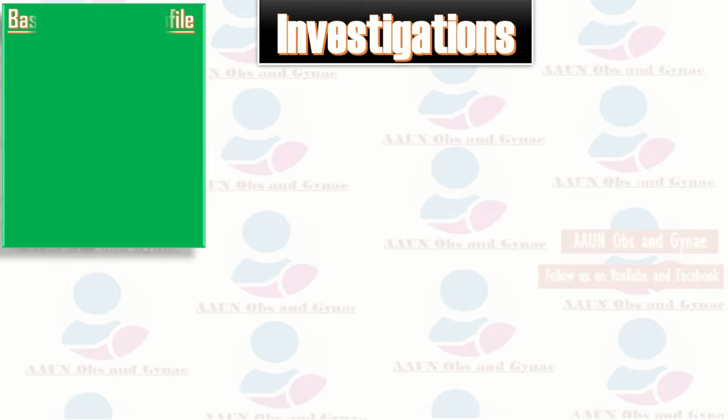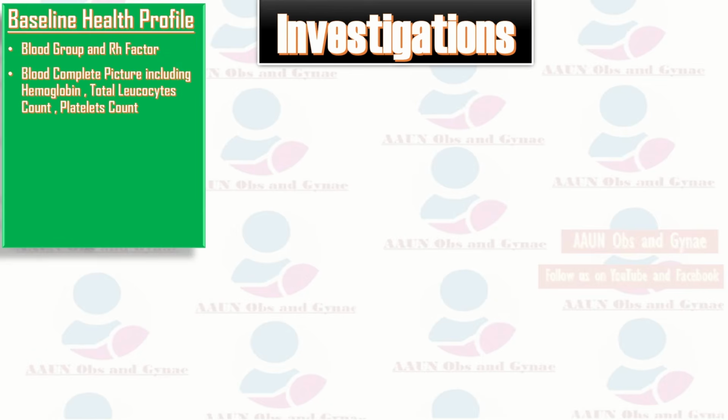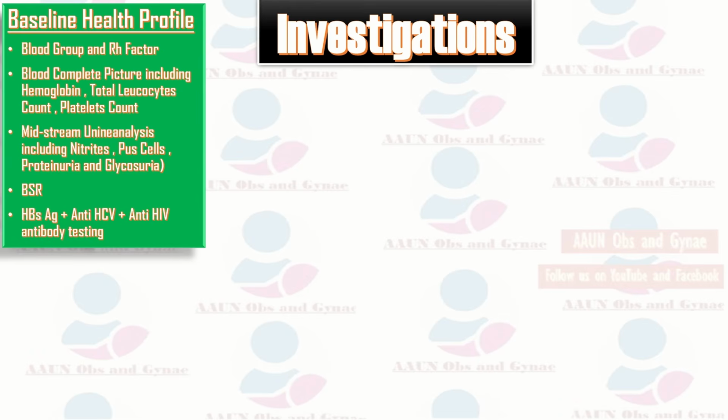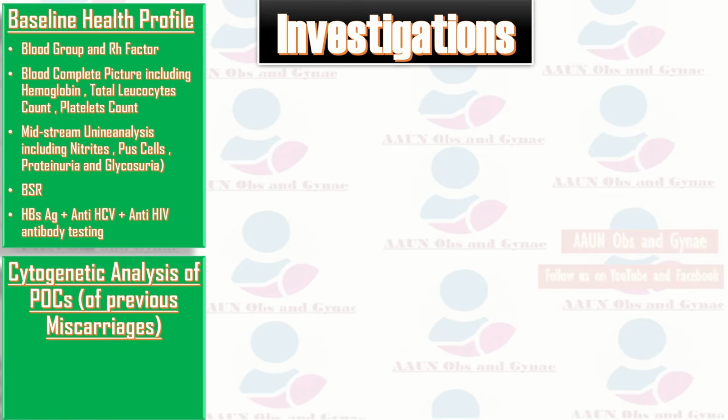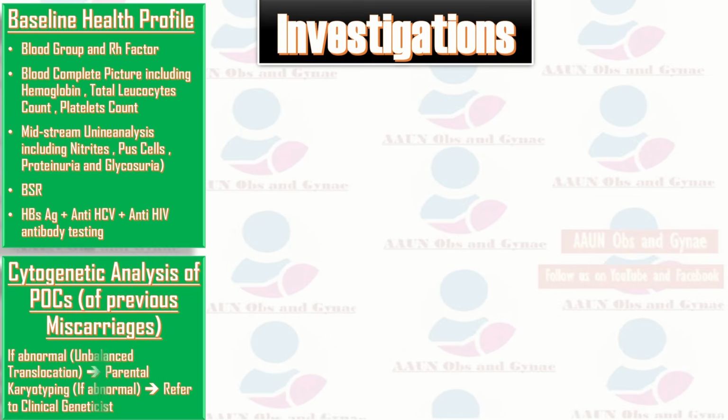Then we do investigations, which include the baseline health profile like blood group and Rh factor, blood complete picture including hemoglobin, total leukocyte count and platelet count, midstream urine analysis including nitrites, pus cells, proteinuria and glycosuria, blood sugar random, HBsAg plus anti-HCV plus anti-HIV antibody, then cytogenetic analysis of the product of conception of the previous miscarriage, and if that is abnormal or if we have unbalanced translocation, we have to go for the parental karyotype, and if that is abnormal again, then we have to refer to a clinical geneticist.